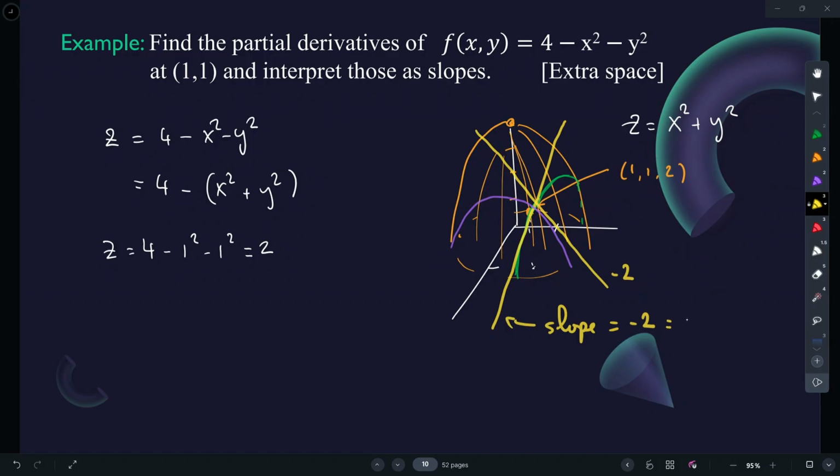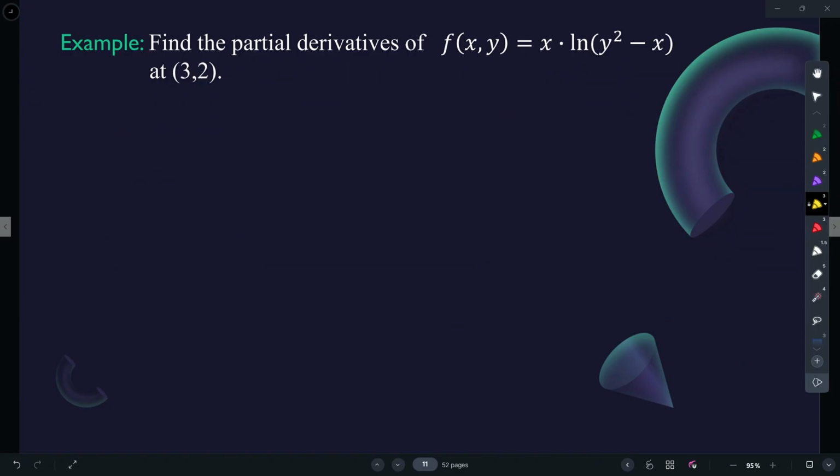This slope was the derivative when I run x at 1, 1. This slope was the derivative as I run in y at 1, 1. They're the same slope, but they represent the slopes of two different tangent lines at that point. Those are the two main directions, and I'm looking at how it decreases in two different directions, like this and like this. Let's look at another example.